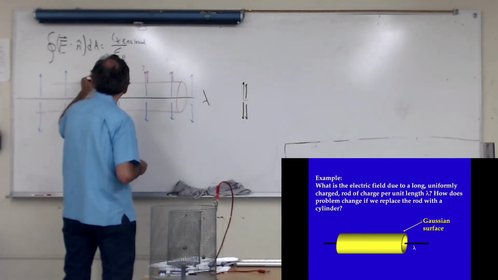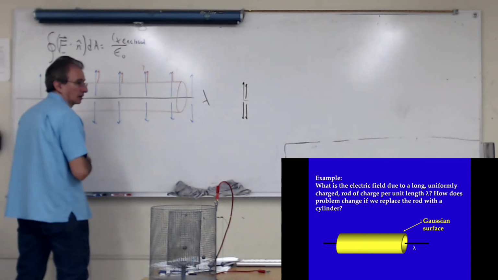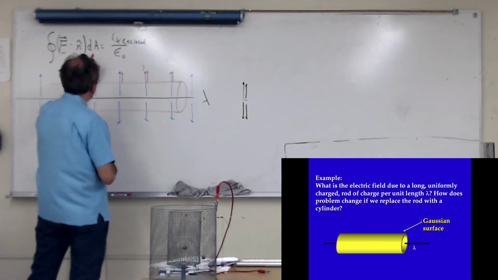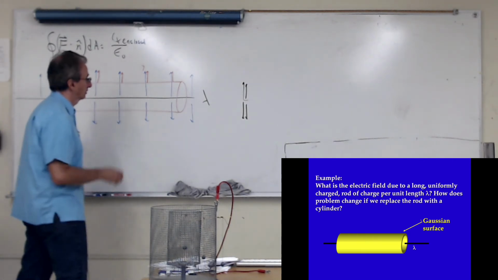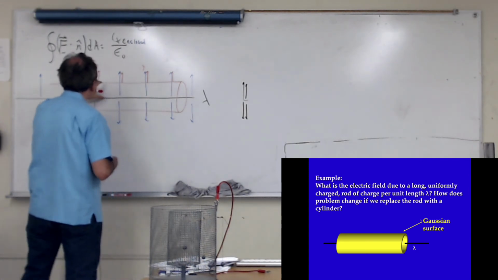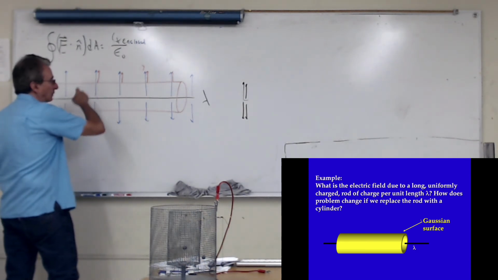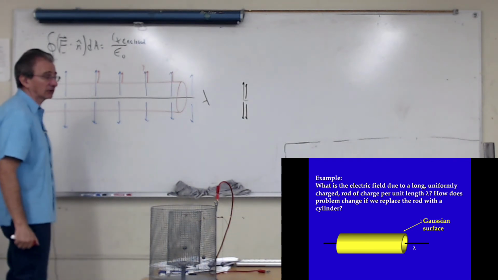Imagine drawing this in 3D. If I have a line of charge, the electric field is going to point this way, and it's going to depend on R. So at any location on this cylinder, the field has the same value and points in the same direction as the normal to the surface. And so I can pull this out of the integral sign.